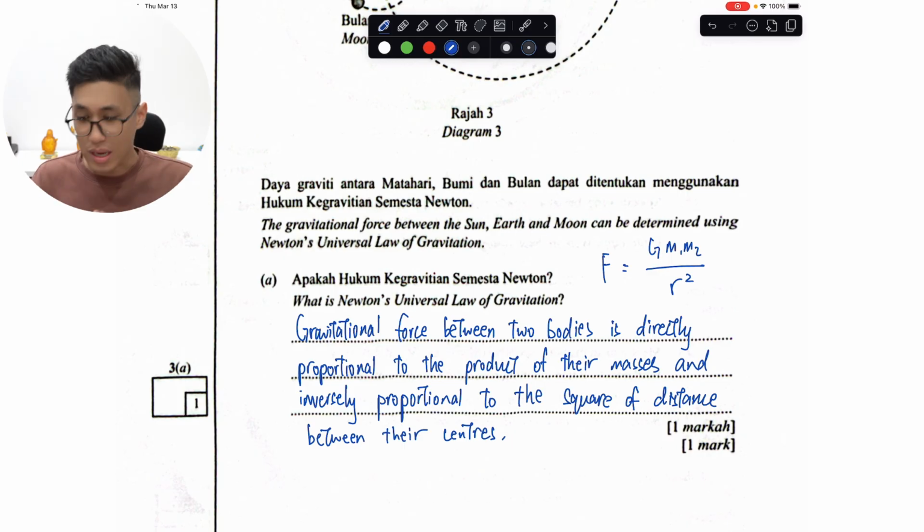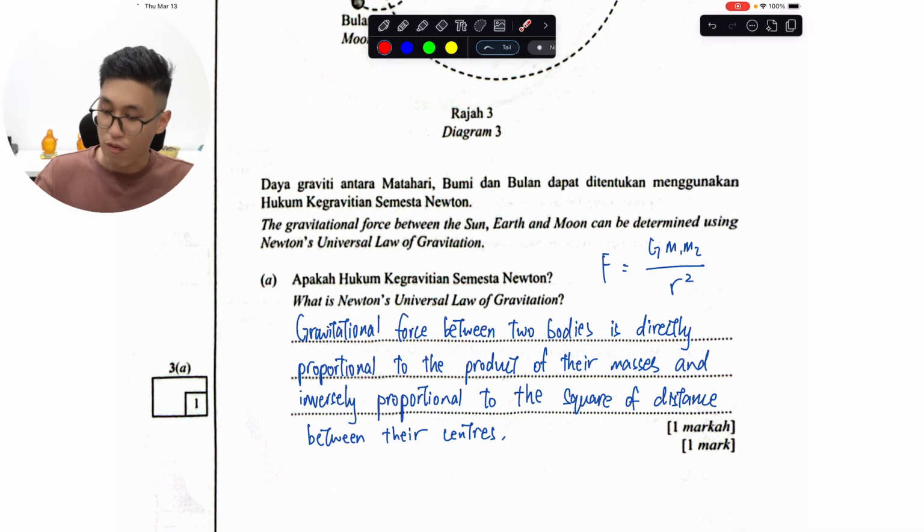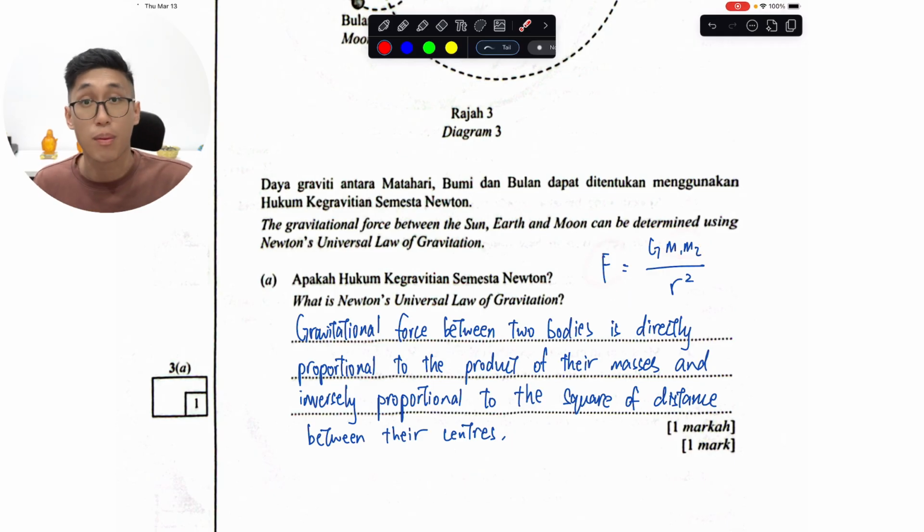Okay? So as you can see, if you want to write this whole thing, you actually don't need to memorize it because the formula is already available in the formula sheet. But you do need to know how to translate from formula to words. Okay? So these two things are directly proportional. These two things are inversely proportional. Okay, so don't go and memorize this very, very long definition.